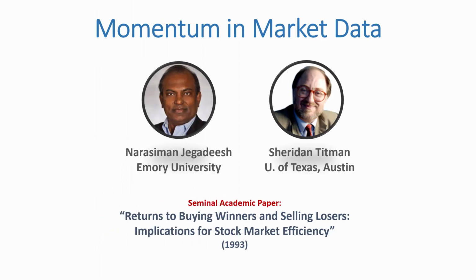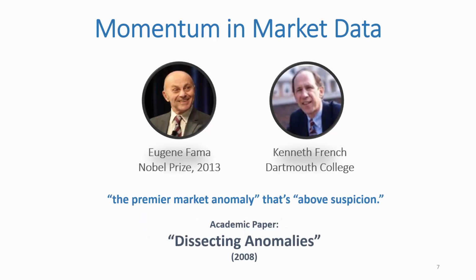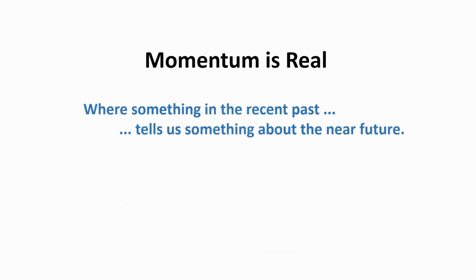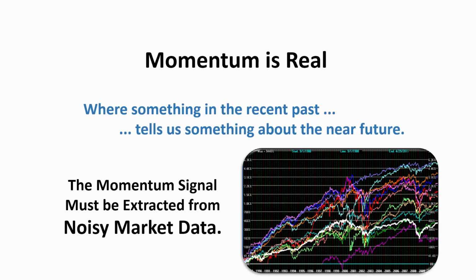Briefly, in 1993, Jegadeesh and Titman's seminal academic paper first demonstrated that momentum exists in market data. By 2008, even Nobel laureate Eugene Fama and Kenneth French confirmed that momentum existed in market data. So momentum is real. It's where something in the recent past tells us something about the near future. But still, the momentum signal must be extracted from noisy market data.